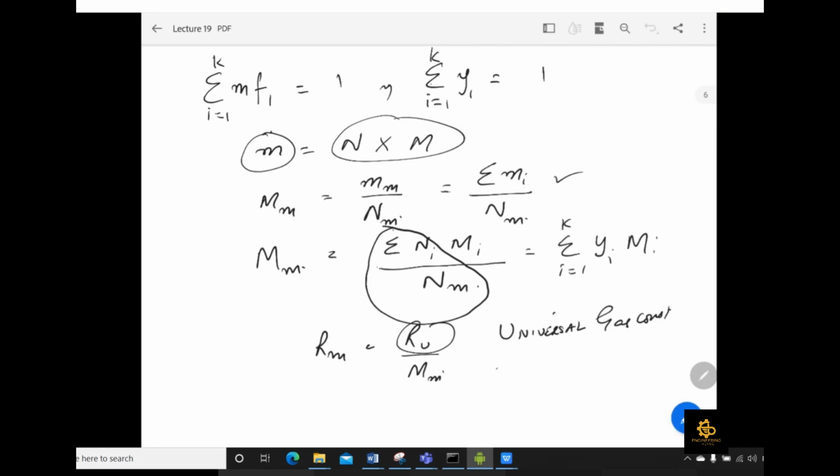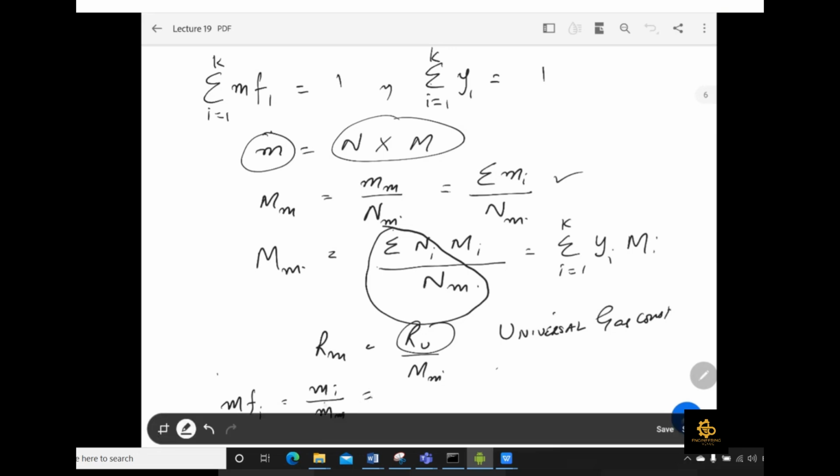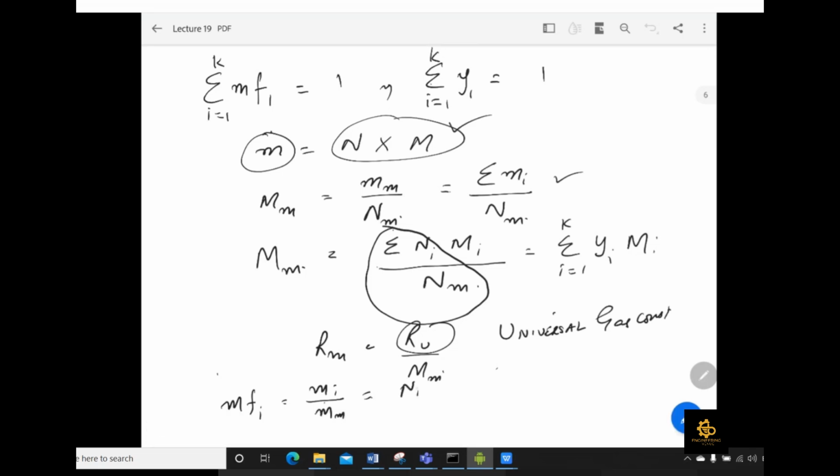Similarly, we can also say that the mass fraction of the individual component is equal to the mass of the individual component over the mass of the mixture. If we put in the value of m_i, which is n into M, then mf_i equals n_i M_i over n_m M_m, the mole number and molar mass of the mixture.